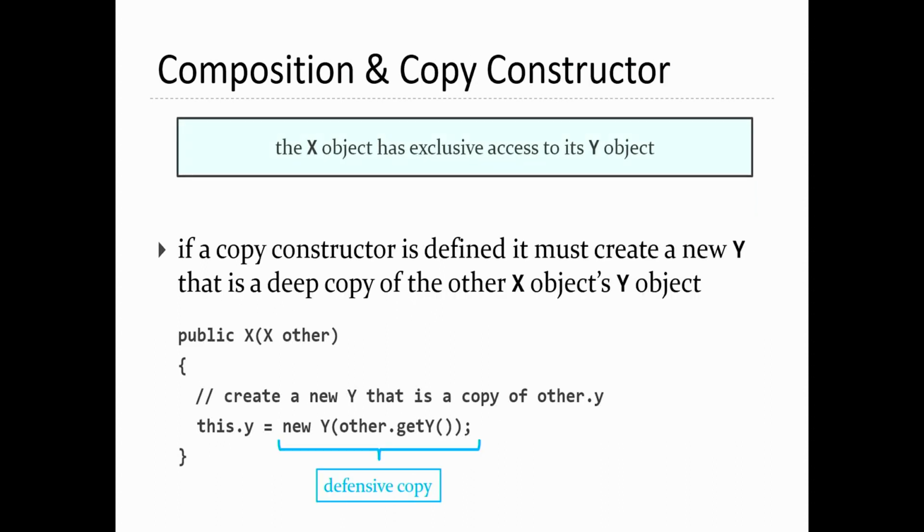Okay, if you have a copy constructor, then guess what? You have to copy the other object's Y object. So here, we've got a copy constructor for X. You can recognize it's a copy constructor because the parameter here has type X. So I have to copy the other object's Y object. So new Y, other.getY, or other.y.